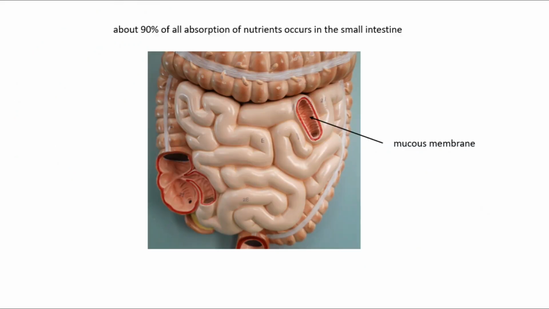In the digestive canal, the master of absorption is the small intestine. About 90% of absorption of all nutrients happens in the small intestine. Recall, the lining of the small intestine is mucous membrane, and when we say absorption, we simply mean nutrients from the lumen, the space that we have inside the small intestine, pass through the mucous membrane and eventually get into the capillaries that we have below the mucous membrane.